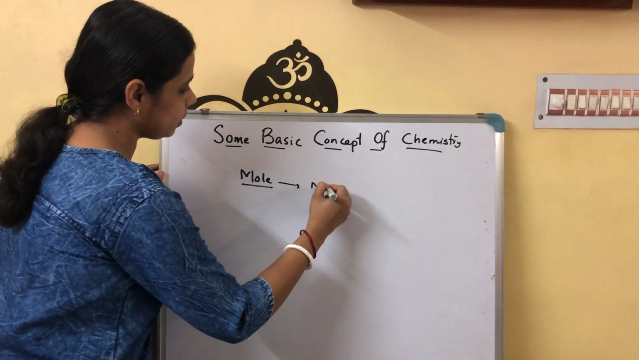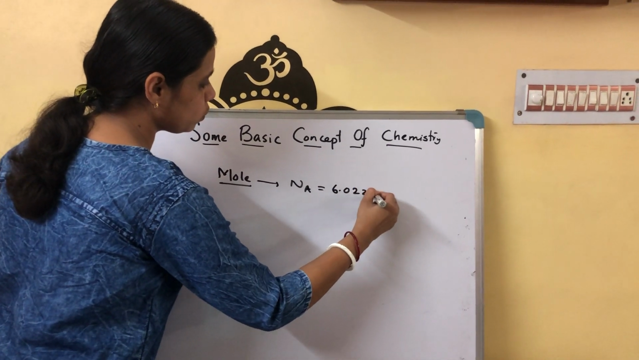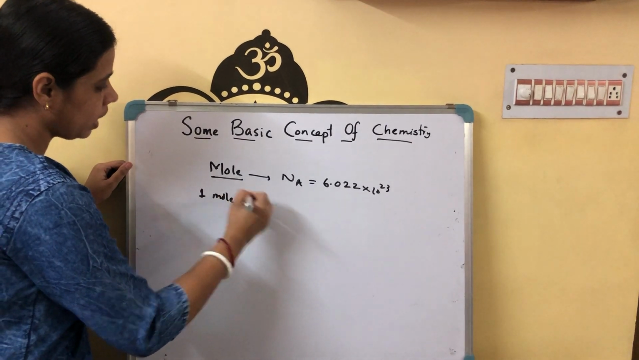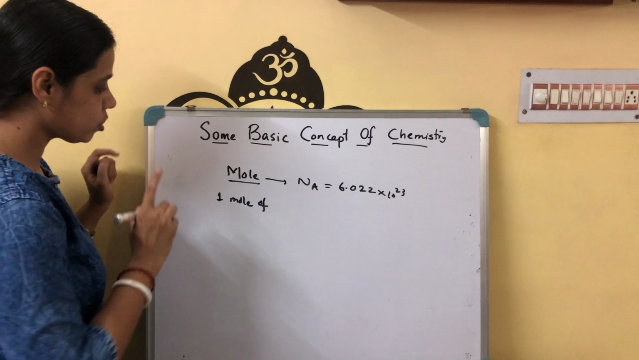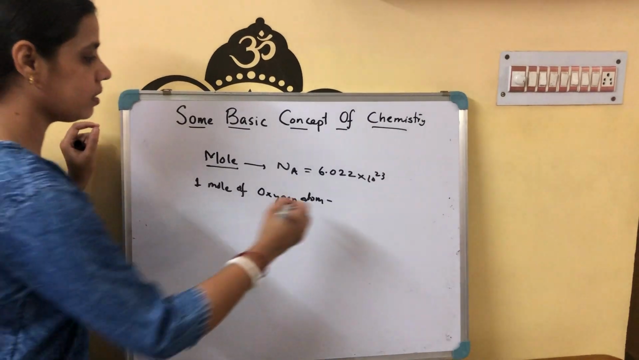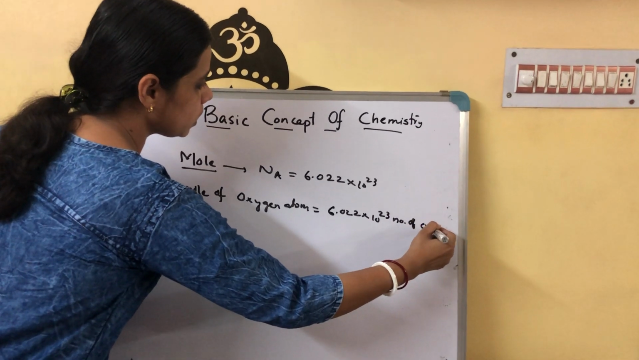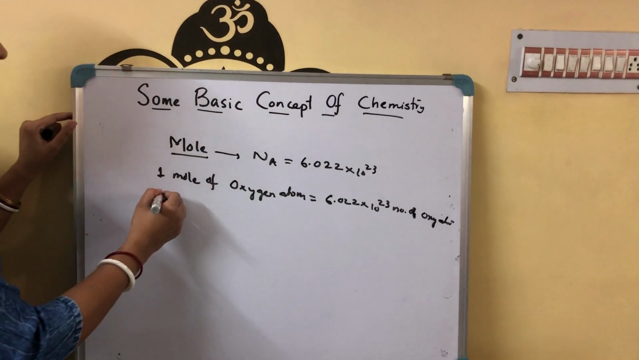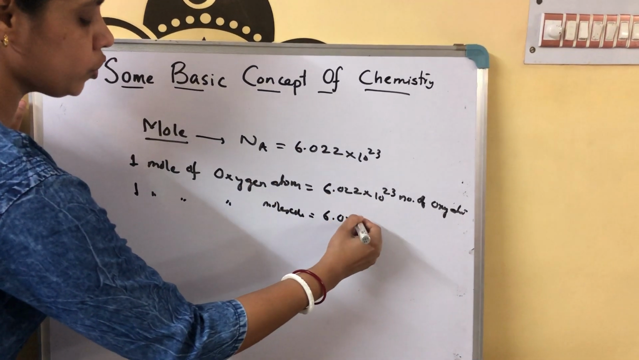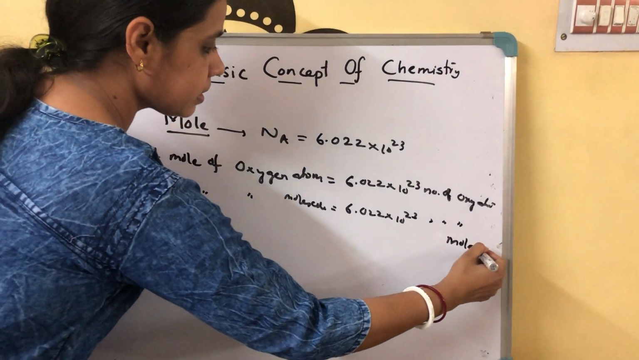The Avogadro number is represented by Na, and its value is 6.022 into 10 to the power 23. If I explain it with an example, when I write 1 mole of oxygen atoms, here I can write 6.022 into 10 to the power 23 oxygen atoms. When I write 1 mole of oxygen molecules, I write the same number, 6.022 into 10 to the power 23 oxygen molecules.